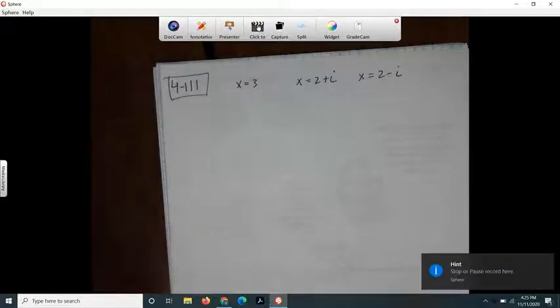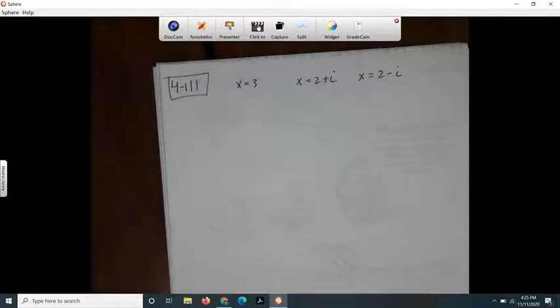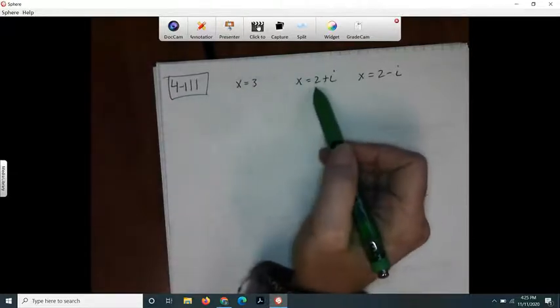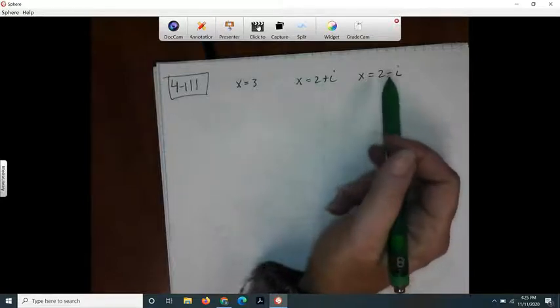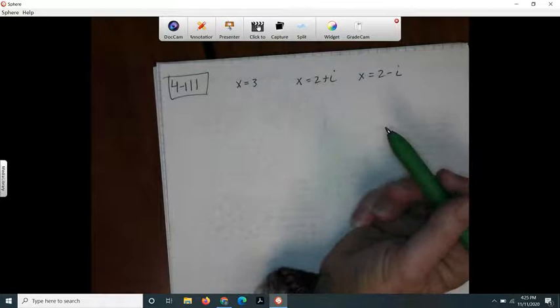Here's pre-calc. It was the focus problem. It's 4-111, and it says a cubic function has roots of x equals 3, x equals 2 plus i, and x equals 2 minus i. Write a possible equation for the function in standard form.